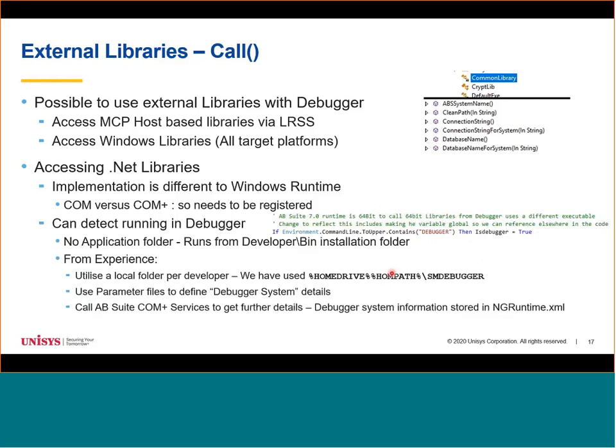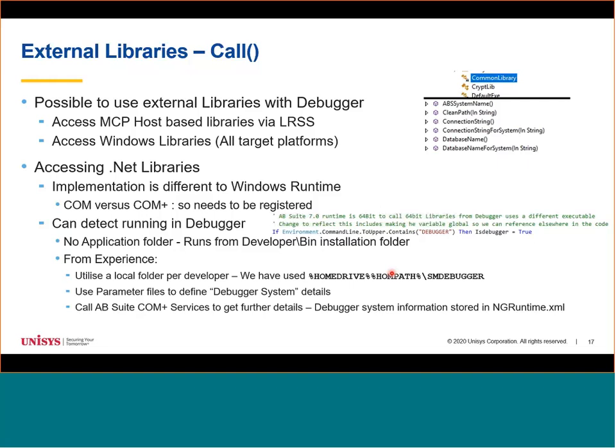Few other things you need to be aware of if you're running .NET libraries is that there is no application folder as you would have if you were running in the Windows runtime. Essentially, everything runs from the developer bin folder. If you want to create parameters and that, then there is no defined local place for those for Debugger to run from, so for each individual developer.